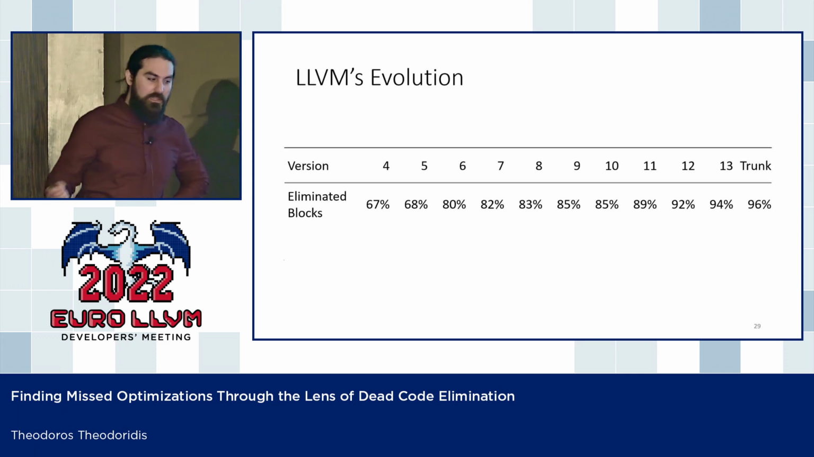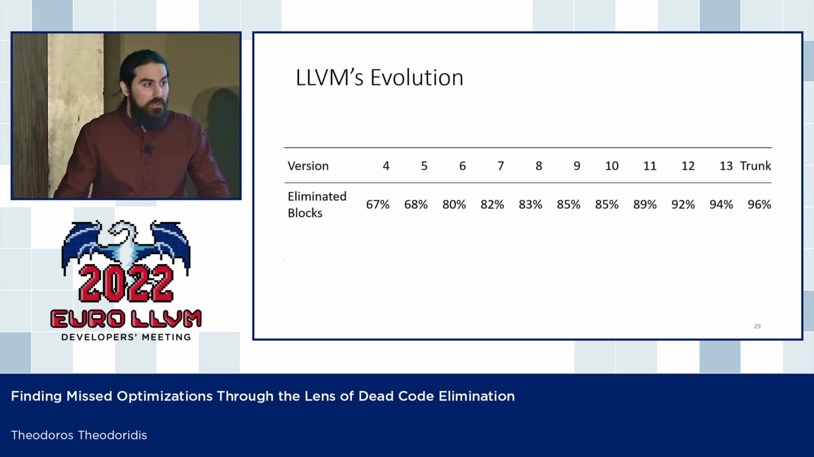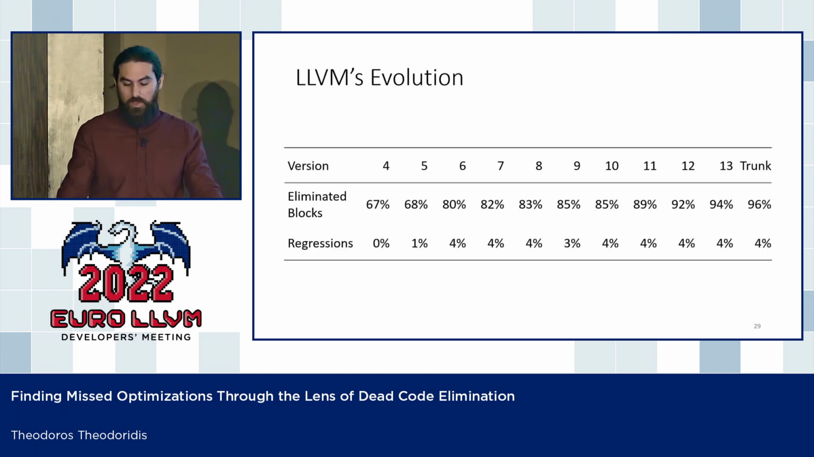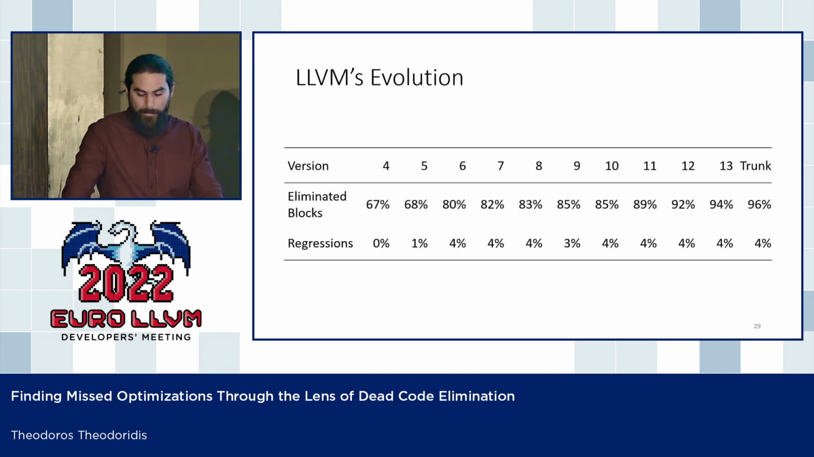But at the same time, we can ask the other question: are there any regressions? So for each compiler version, what percentage of dead blocks are missed but were previously eliminated by at least one other compiler? And it's always a few percent of the cases. Version 4 is at 0 simply because we didn't have a previous version, and that's where we started. But I'm pretty sure that if we had also tested 3, we would find a few percent there as well.